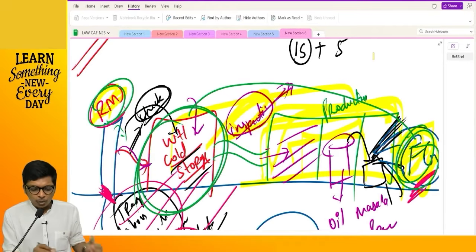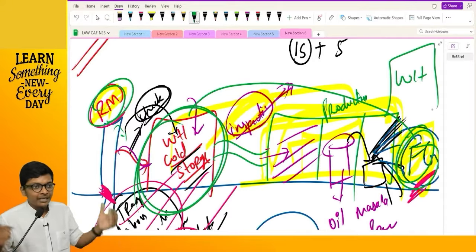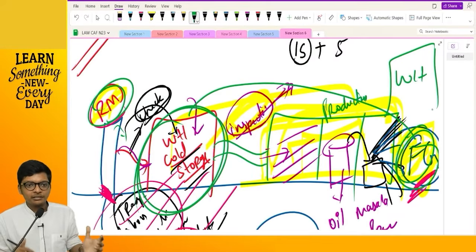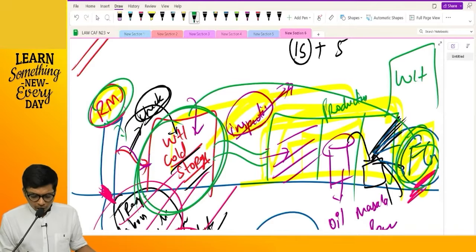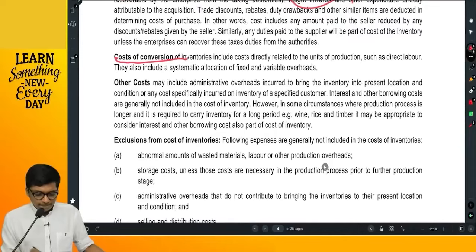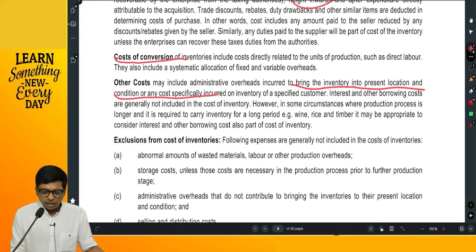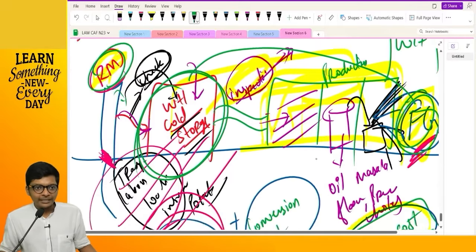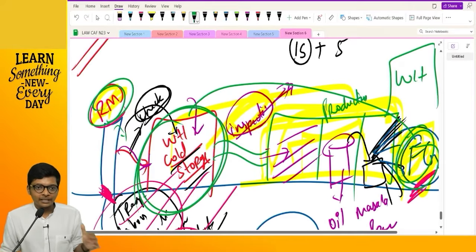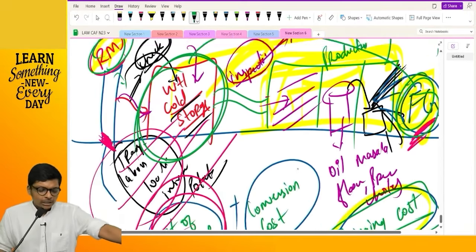I have to keep it in one more warehouse after producing, pack it in big containers. So all that is cost. If you read other cost to bring the inventory, Lay's chips, to its present location or condition. Are you following, guys? So all these are included in my cost of inventory. Now I'll give examples.